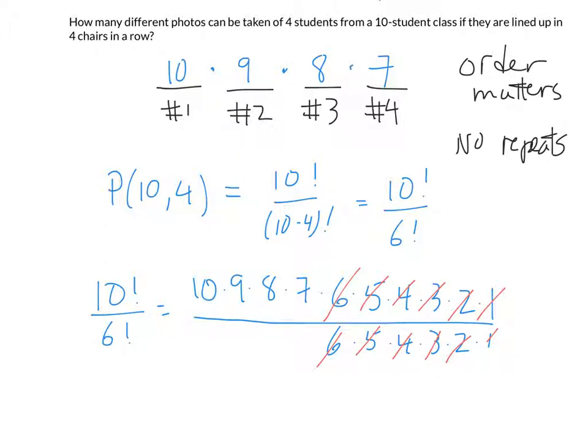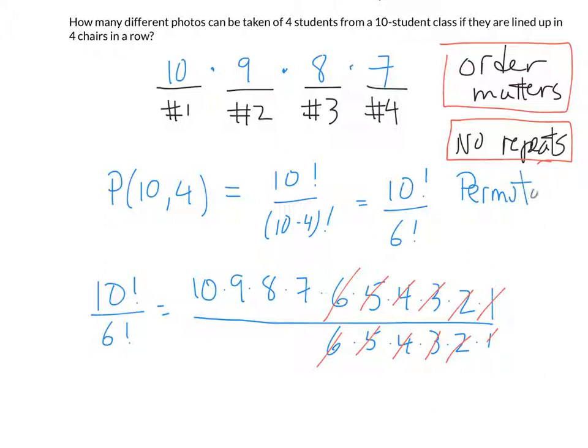So I hope this has helped you understand what a permutation is. It's where order matters and there are no repeats. Okay, and that's called a permutation. And it has this formal way of counting it, which is useful. You can find this on your scientific calculator once you've figured out how to input the proper numbers in the proper order. But you can always just simply count this as 10 times 9 times 8 times 7. I hope this has helped.